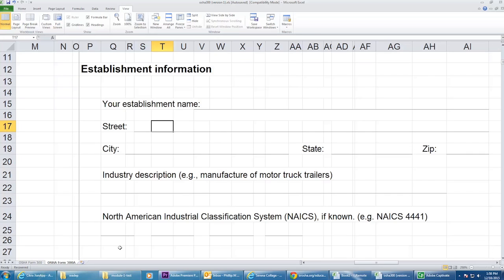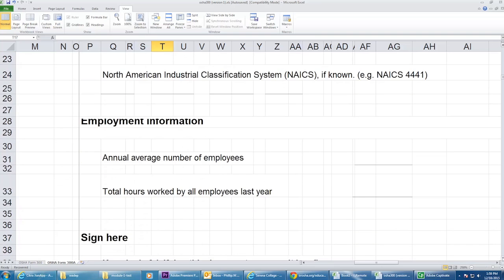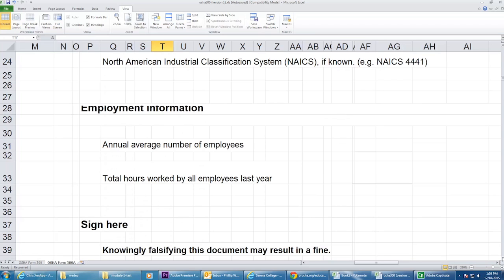Then we have the North American Industrial Classification System, or NAICS code. Your workers' comp carrier should be able to tell you what this code is, but you can also call Oregon OSHA. Here we have annual average number of employees and total number of hours worked.